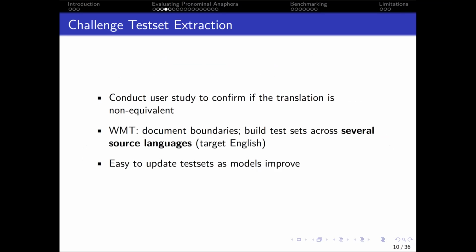But also more importantly, they have several source languages. Although in this case we only concentrate on target English, we are able to build test sets for several different source languages because they have campaigns for lots of different languages. So it's very easy to generate test sets for different languages. And because we're doing this automatically, it's also quite easy to update these test sets as models improve. Every year models get better, so the challenges can get harder. Whatever is easier, we can stop including in the challenge test set and then make it harder and harder as the models improve as well.